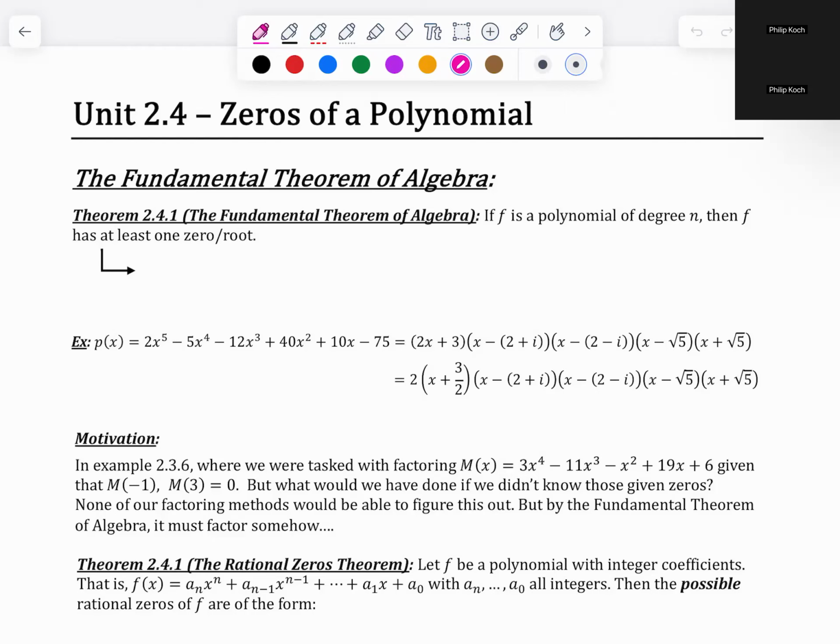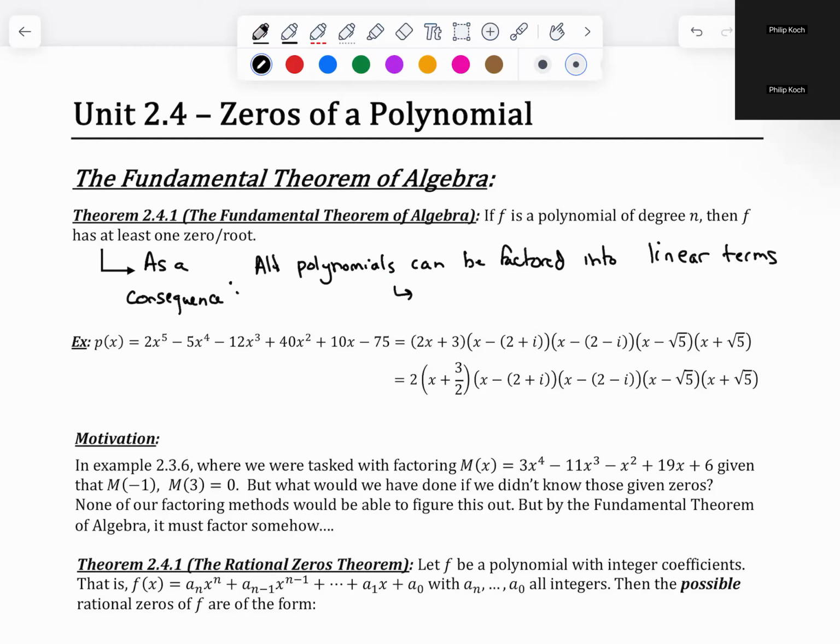So if f is a polynomial of degree n, then f has at least one zero slash root, which is what the original statement of the fundamental theorem of algebra is, which is not very exciting as it stands. But as a consequence, all polynomials can be factored into linear terms.